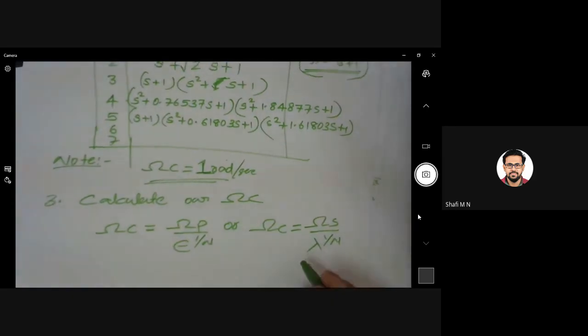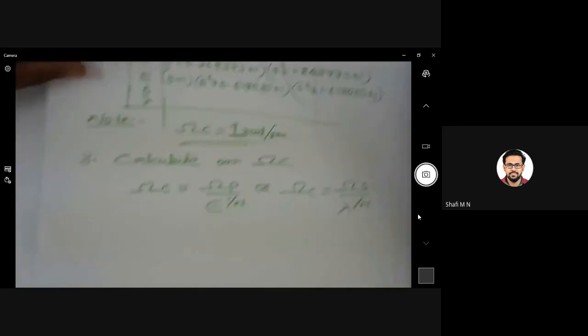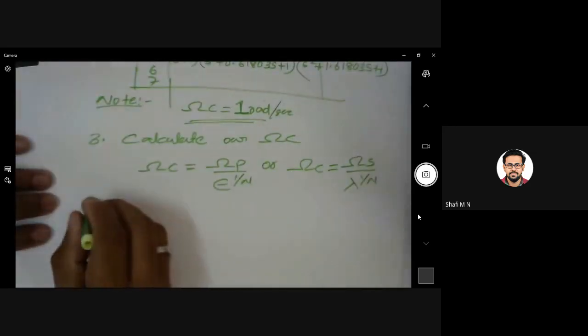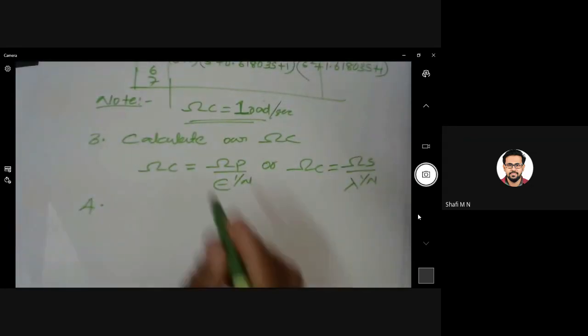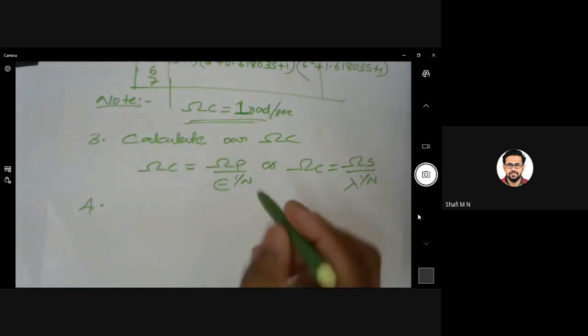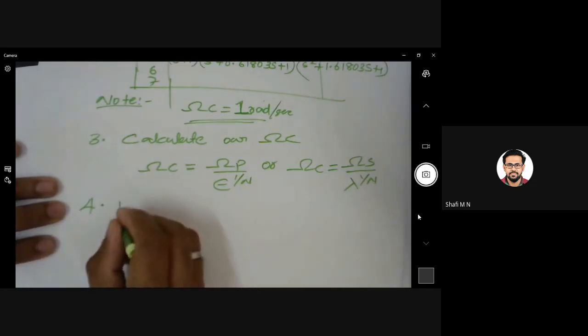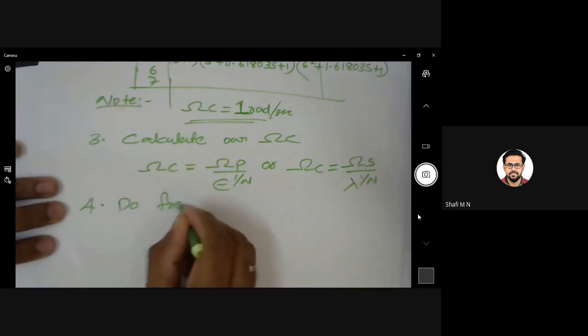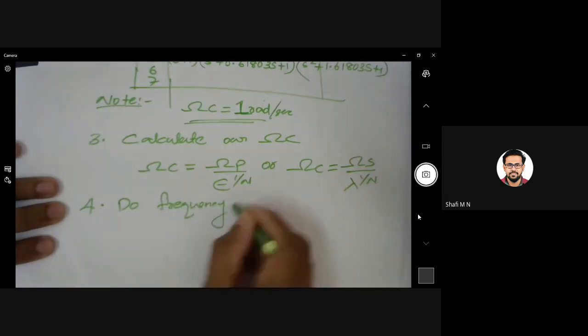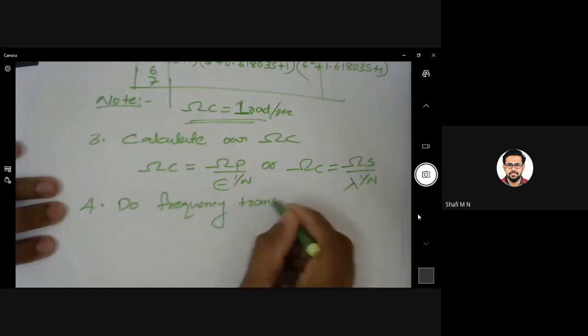Note these steps here. And the last step: you are designing a low pass filter, right? So you have to do the frequency transformation. The last step is to do the frequency transformation.